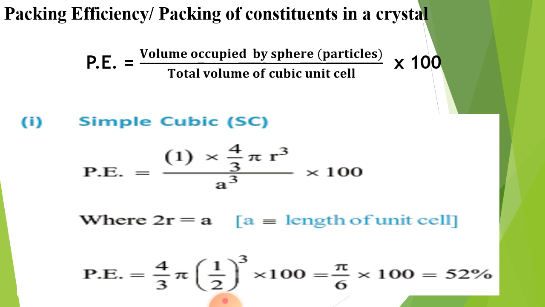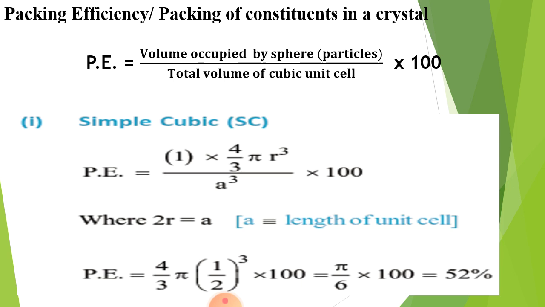There are three types of unit cells you have to know, and their packing efficiency you also have to know. These are the simple cubic unit cell, BCC, and face centered cubic unit cell. So let us start. First, the simple cubic unit cell.